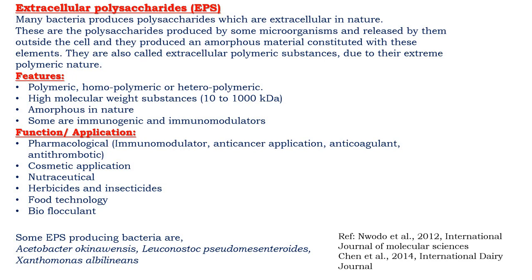Some EPS producing bacteria are Acetobacter pochinensis, Leuconostoc pseudomesenteroides, Xanthomonas albulinians. There are several others. So this can also be discussed in a separate tutorial, because this is a separate topic. There are many things to tell about the EPS.